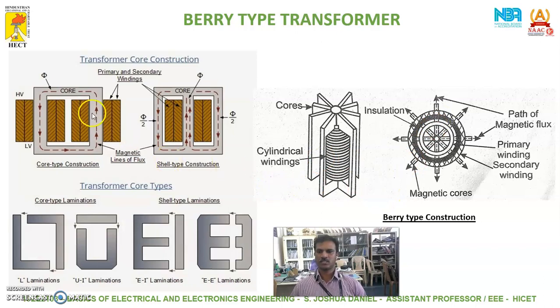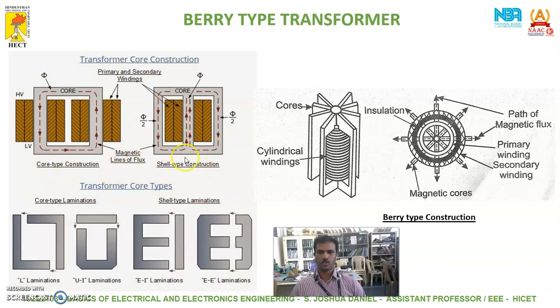As you can see in this slide, the left hand side is your core type construction with low voltage winding placed near the core. Why do you place the low voltage winding near the core? So that the insulation can be lessened, right? If you place a high voltage winding there, you need to provide large insulation, right?